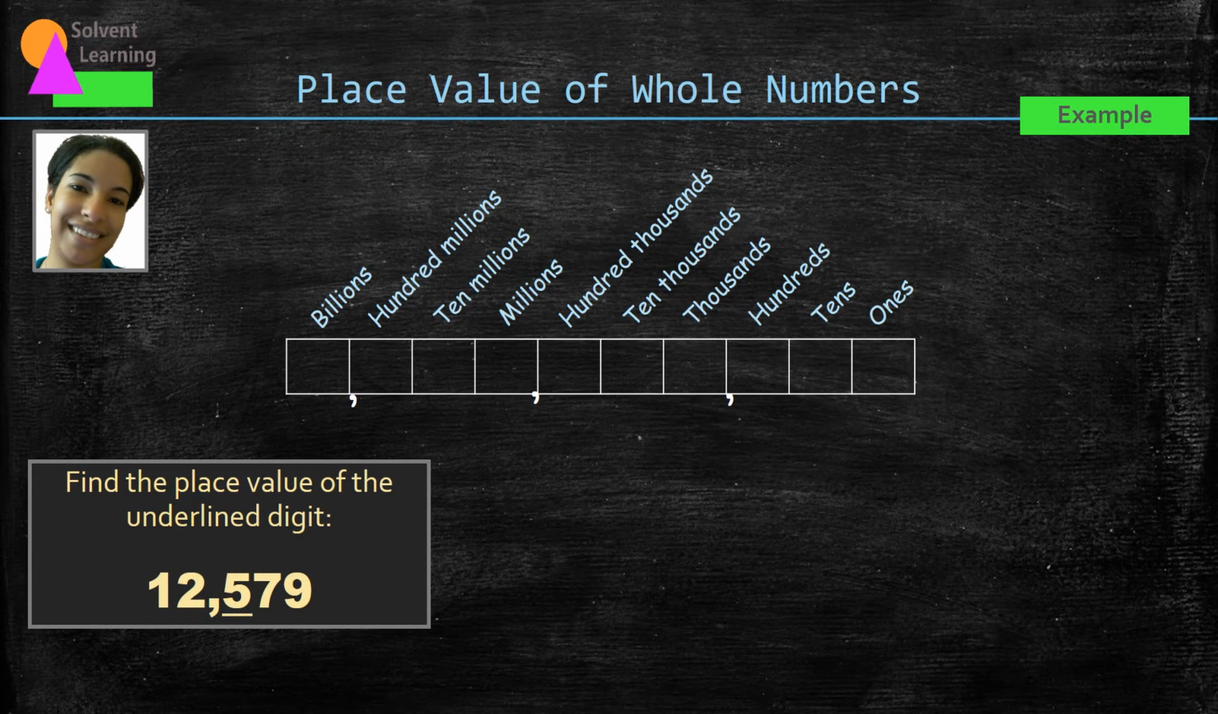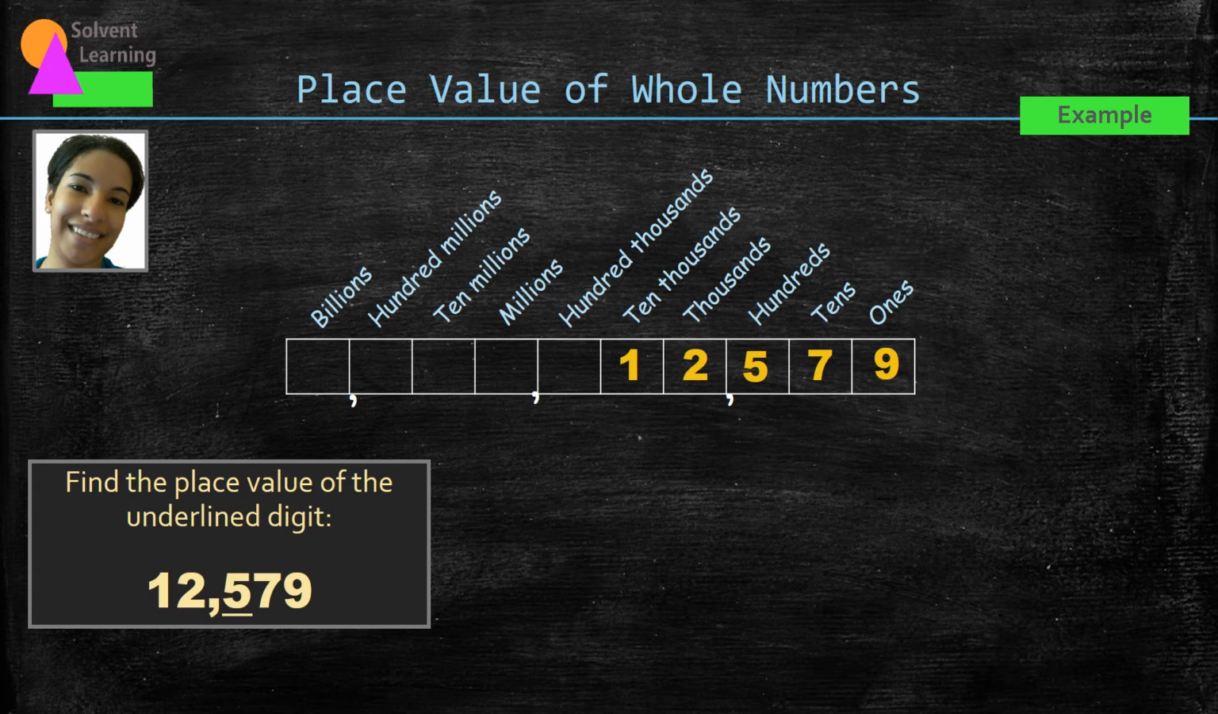Let's look at another example. Find the place value of the underlined digit in this number. We have the number 12,579, and the underlined digit is the 5. First, we need to place each digit in the correct place in the place value chart. Of course, we always want to make sure that the very last digit is in the ones place.